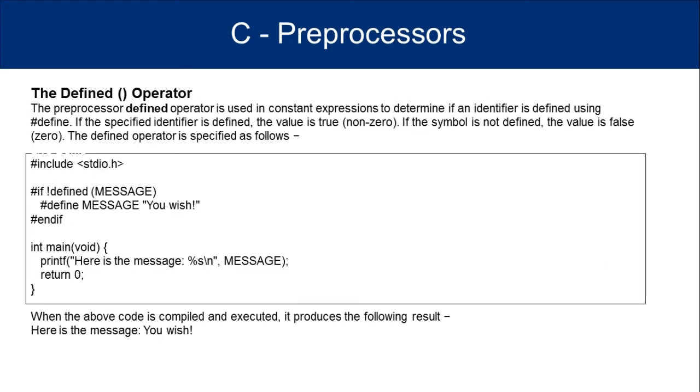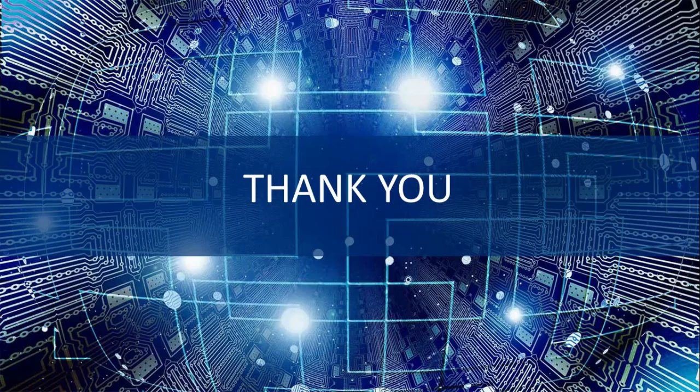The defined operator. The preprocessor defined operator is used in constant expressions to determine if an identifier is defined using #define. If the specified identifier is defined, the value is true, non-zero. If the symbol is not defined, the value is false, 0. The defined operator is specified as shown. When the above code is compiled and executed, it produces the following result: Here is the message you wish. Thank you.